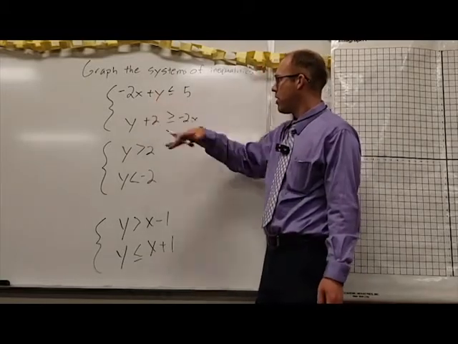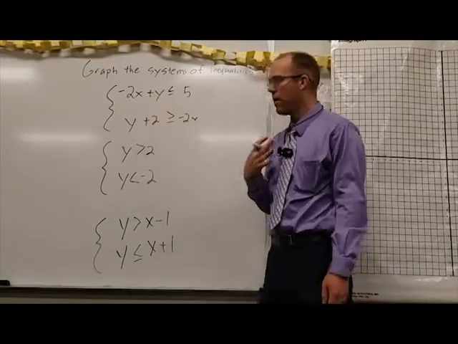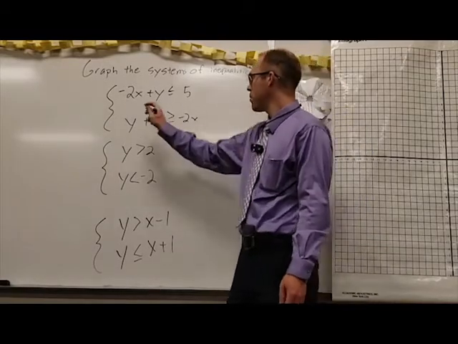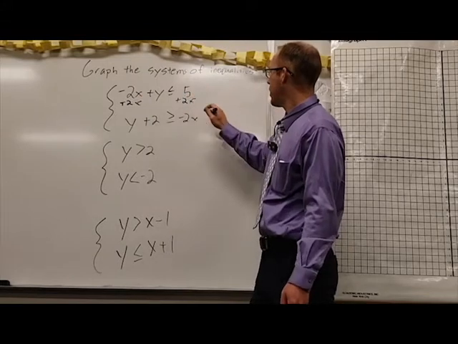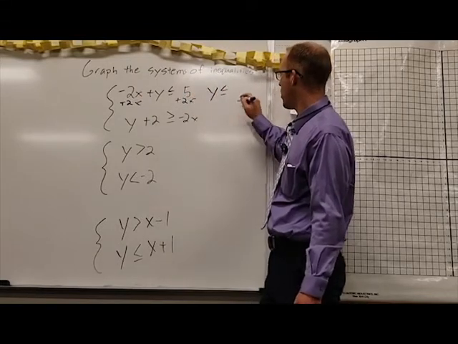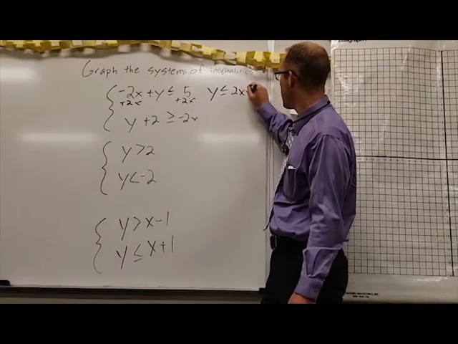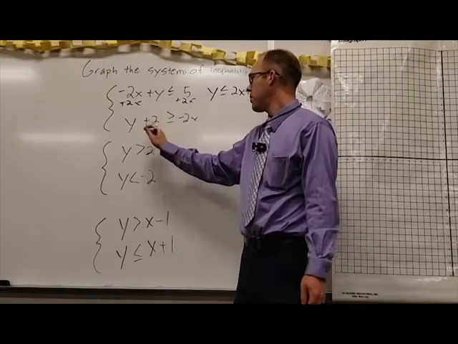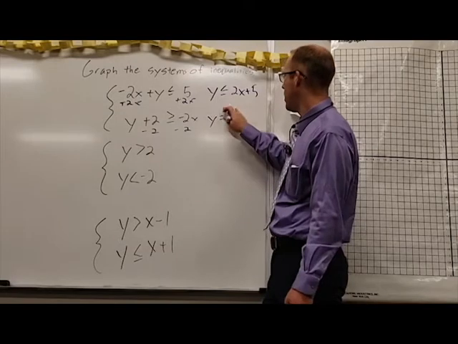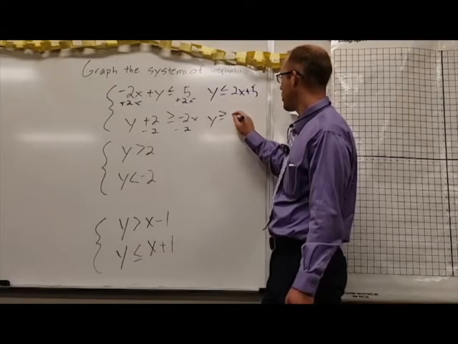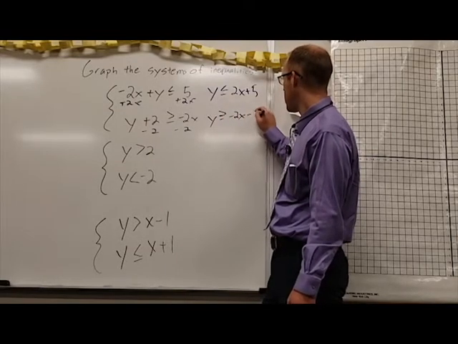This one is not in slope-intercept form, and I find it easiest to graph in slope-intercept form, so I'm going to put it that way by adding 2x to both sides. That gives us y is less than or equal to 2x plus 5. And then same here, we're going to subtract 2 to put it in slope-intercept form. We get y is greater than or equal to negative 2x minus 2.